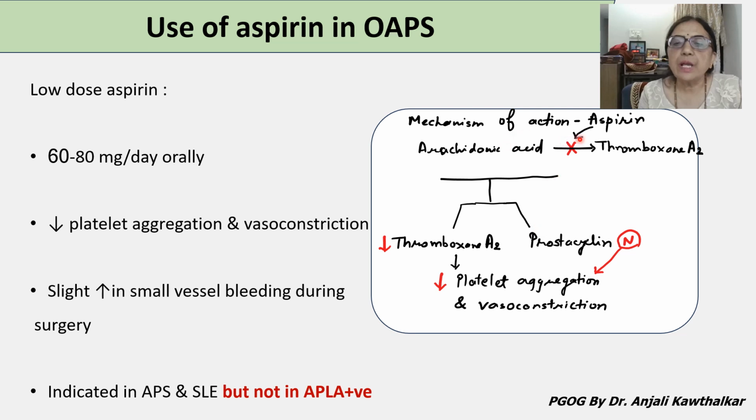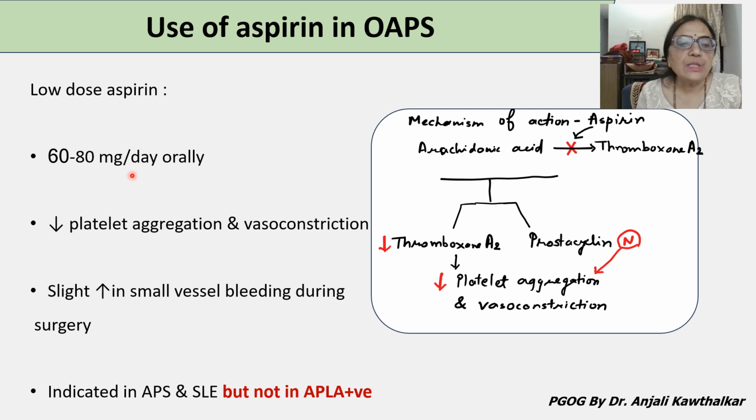Now aspirin reduces the level of thromboxane A2, but it has no action on prostacyclin. So prostacyclin level remains normal. That means ultimately there is a greater action of prostacyclin, and the result is reduction in platelet aggregation as well as less vasoconstriction whenever we give the patient low dose aspirin. This is the mechanism of action, where the first link is that it prevents conversion of arachidonic acid to thromboxane A2.